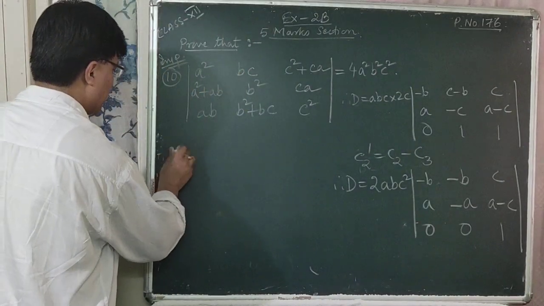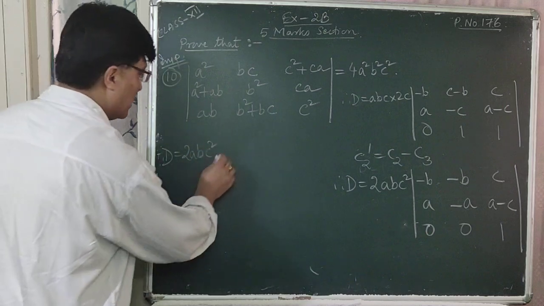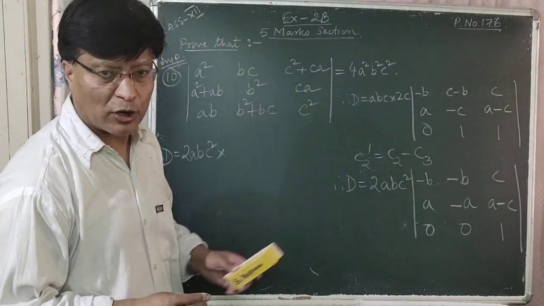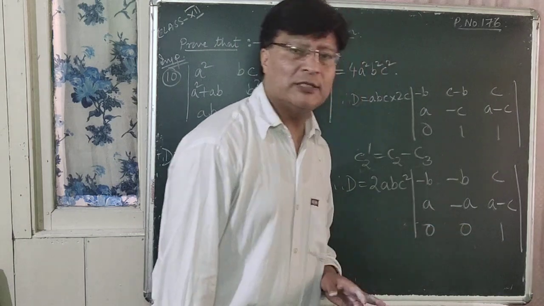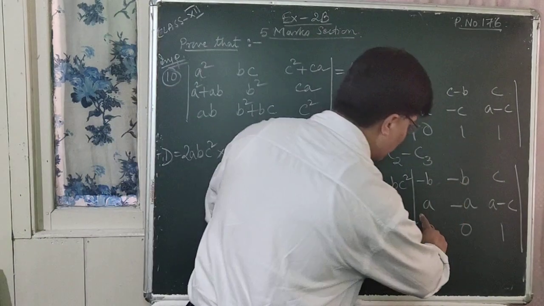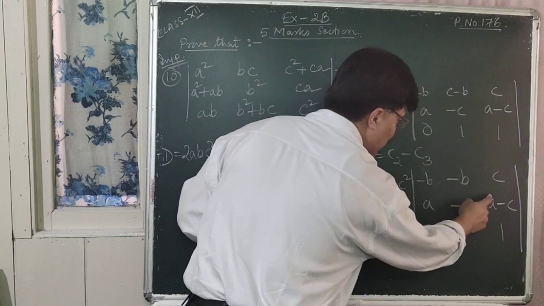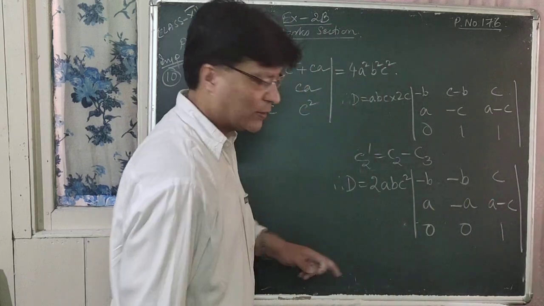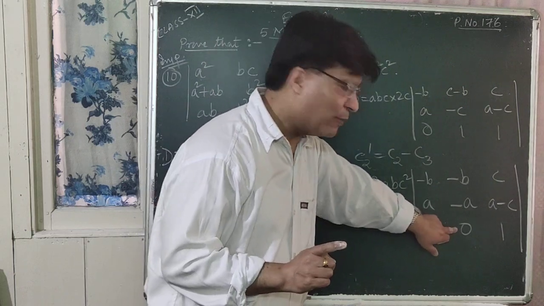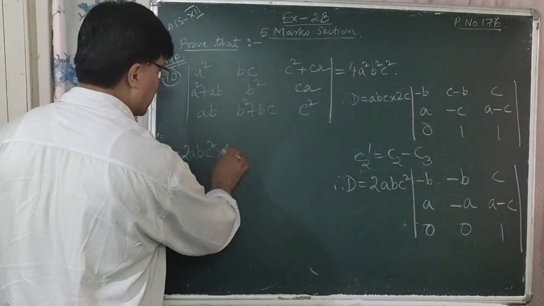So therefore D is equal to 2ABC square. Now expand it with respect to the third row, because there are 2 elements 0 in the third row. So what is the method for expanding it? Actually the rule is plus minus plus minus plus. Plus 0, 0 into any number is 0. Don't write it. Minus 0, 0 into any number is always 0. But you have to write 1. So let us write 1 here.